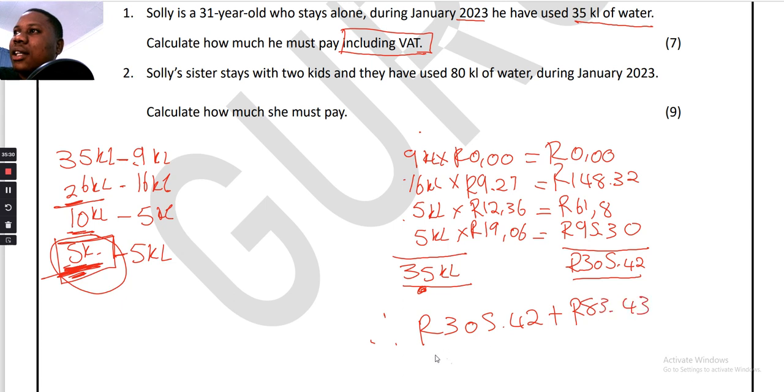And remember, all of our tariffs exclude VAT. 305.42 plus 83.43 is 388.85. Now we have to include VAT.